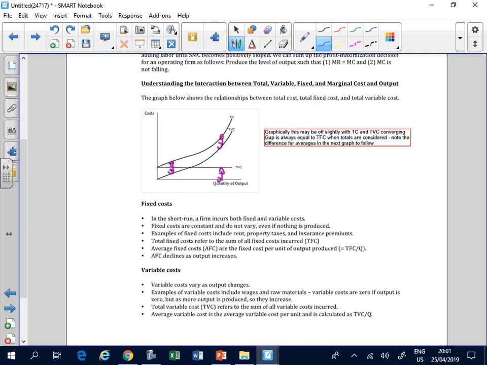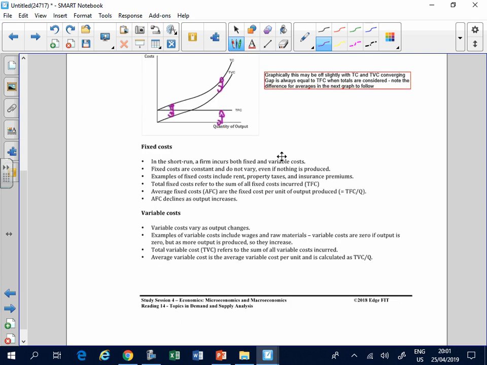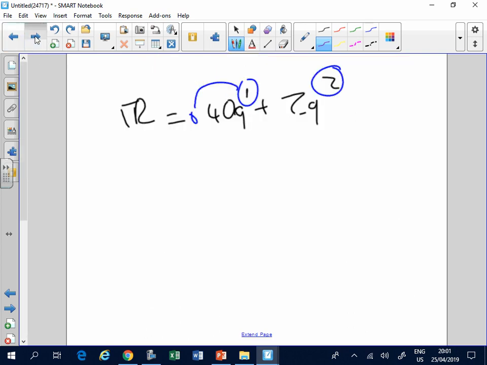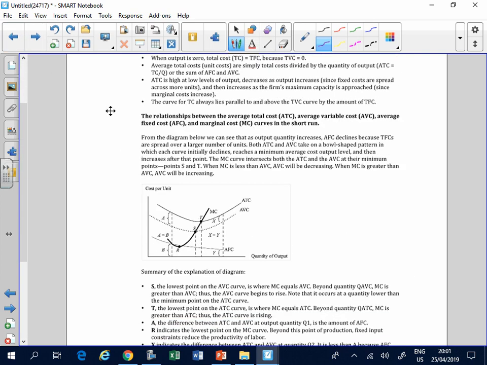So on that basis, just don't be fooled by it. But there we go, ladies and gents. Total cost is always going to start from total fixed cost, and if that needs explaining, we've got bigger problems. Okay. I'm not going to explain what these different costs are. You can have a look at it.